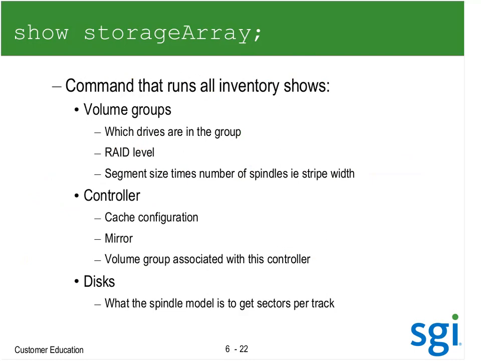So, storage array, commands that run all inventory shows the volume groups. So these volume groups, which drives are in a group, is basically a LUN. That is going to be a LUN presented to the OS, to the kernel. So you can find out which drives are in the group, what the RAID level is, and what the segment size is times the number of spindles. Also, the controller has configuration, so we can control the cache, control how the caches are mirrored and battery backup, and determine which volume group is using which controller.